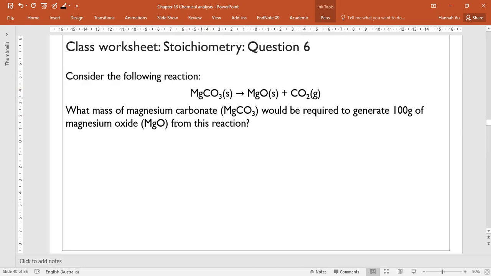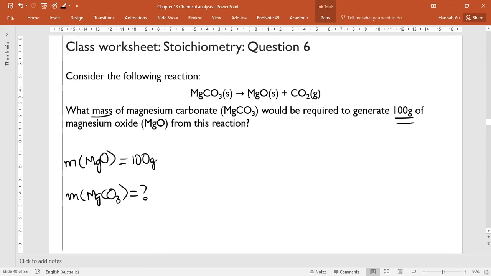What mass of magnesium carbonate? Mass is required, so I need to find the mass of MgCO3. This is the unknown. What mass of magnesium carbonate would be required to generate 100 grams of magnesium oxide from this reaction? Again, mass is given because the unit is grams. So you start with a mass and you need to find a mass. Now the only relationship that you have between these two species is their number of moles and the mole ratio in the equation.